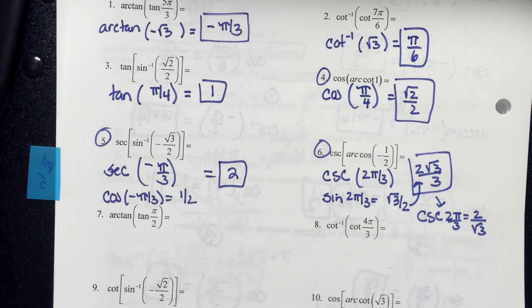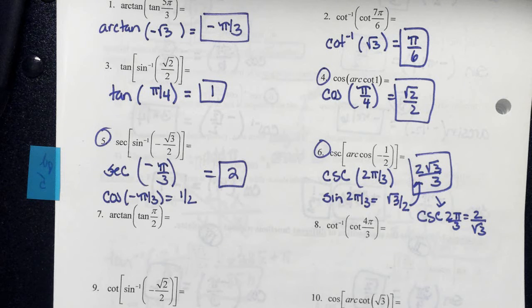So now number 5, when I find the inverse sine of -√3/2, that should give me -pi/3, because the angle down there in quadrant 4 is going to be -pi/3. So now to find the secant of -pi/3, find the cosine of -pi/3. The cosine of -pi/3 is 1/2, and then you can just take the reciprocal of 1/2. So you should end up with 2 for number 5.